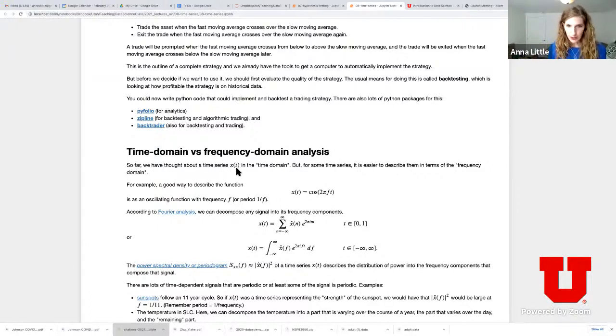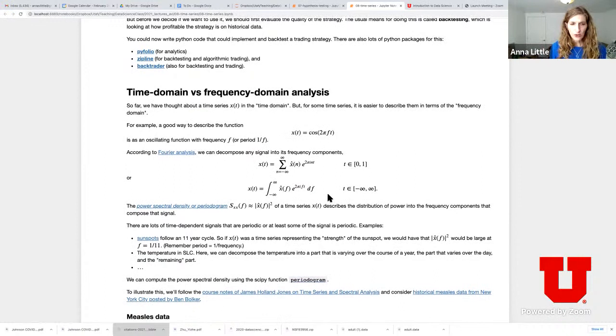T is the time domain, but a lot of times it's helpful to map the signal into the frequency domain. So for example, let's say we have the function x of t, which is the cosine of 2 pi f t. You may remember, again, from your pre-calculus class, that this function has a period of 1 over f, which means it has a frequency of f. So this f determines the frequency of the function, which is just how rapidly the function oscillates.